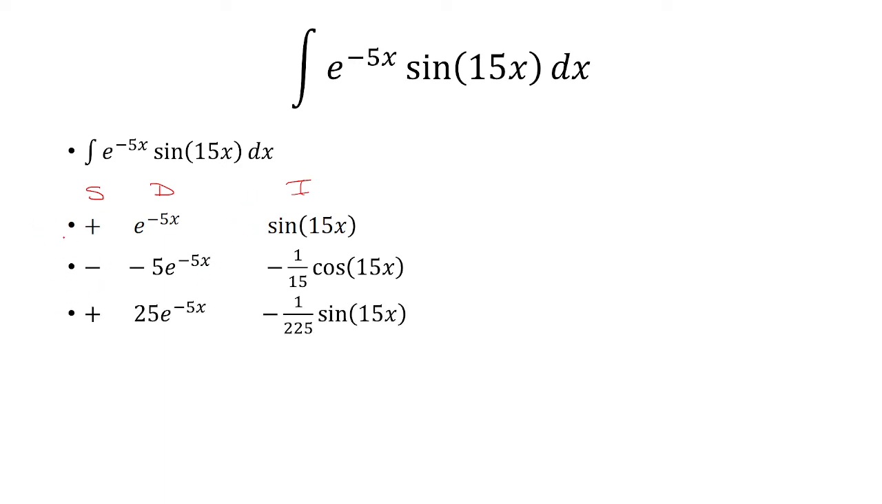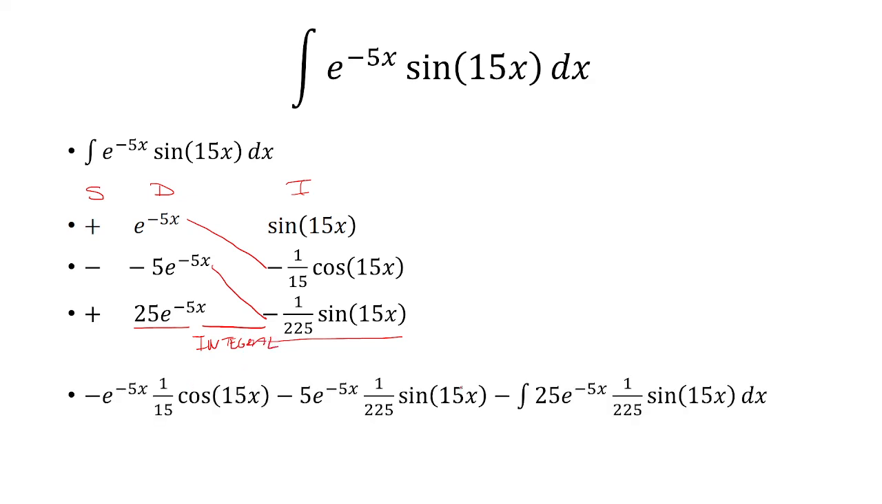So after two steps here, we see that we have 25 e to the negative 5x, negative 1 over 225 sine of 15x. So the way the method works is we multiply the diagonals, and then we multiply this side, these two, and this will be inside the integral.